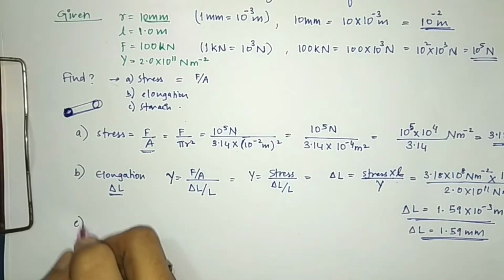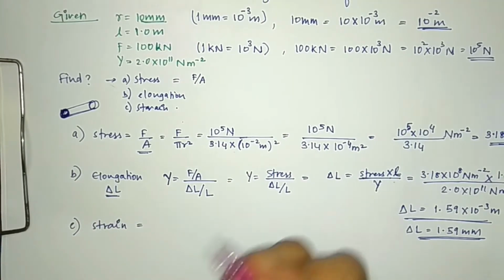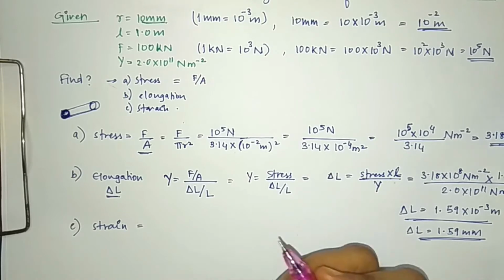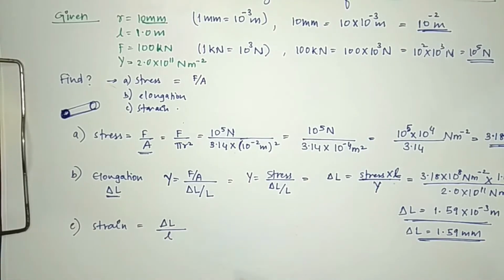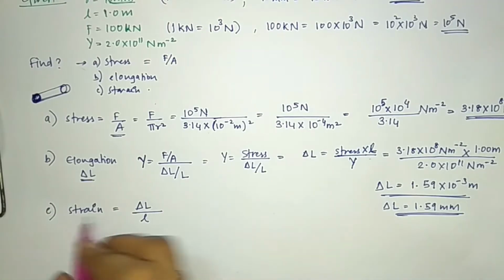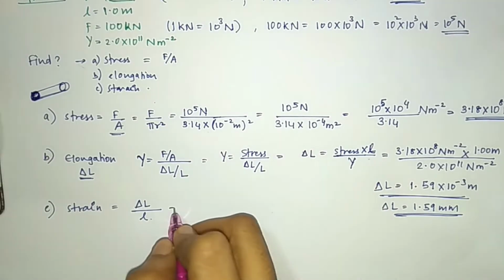So the next part is strain. C part is strain. So what is the strain formula? It was change in dimension divided by the original dimension. So change in dimension is delta L, divided by the original dimension L, right? So we have to calculate strain. Now we know delta L from the elongation.